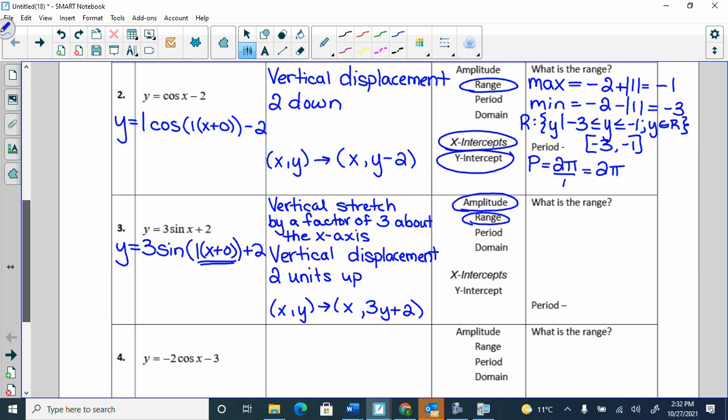Did the period change? The only thing that affects the period is the what? Horizontal stretch. It accordions it. It squishes it in or pulls it out, right? Is there a horizontal stretch? No. So the period and the domain aren't going to change.